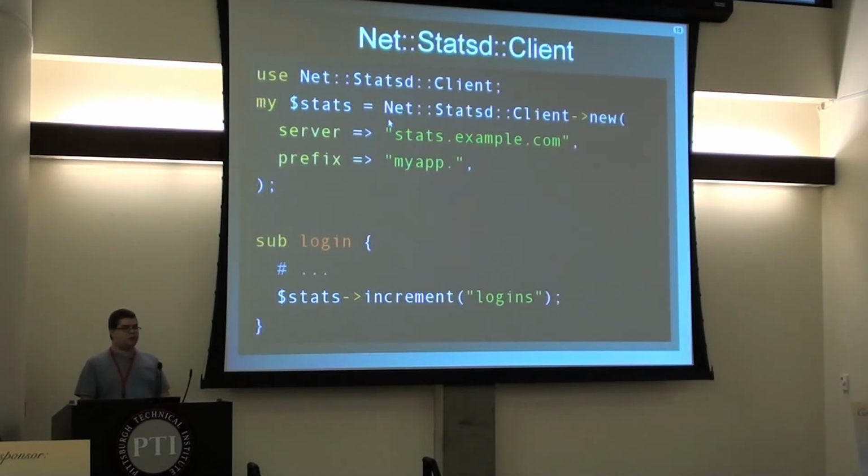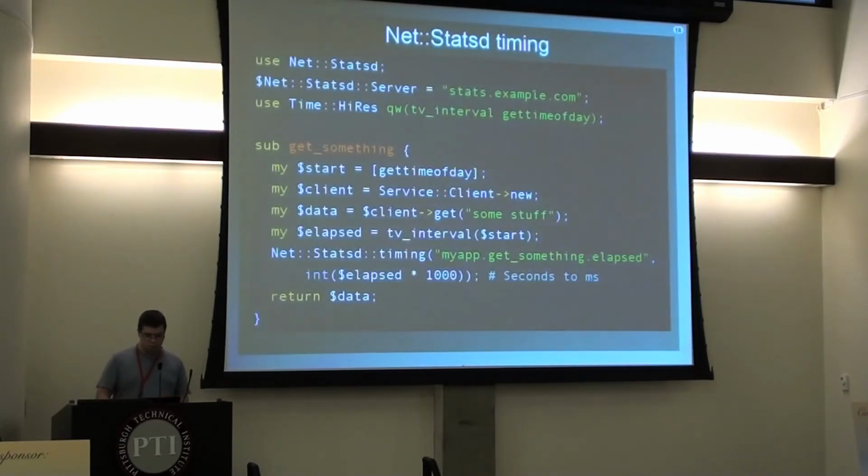It gives you a chance to set a prefix, because if you're being good about namespacing stuff, then all of your stuff that belongs to one app, you probably want to put under one hierarchy in your StatsD. But it's bad to repeat that stuff all the time, right? So put it in your config. If you have a Dancer app or any other kind of app, you can put your config for NetStatsD client into your app config so that it gets wired up and you never have to think about it again. And then now when you get a login, you just want to call increment on your stats object, and all you have to do is tell it logins, because my app dot is assumed, it's in your prefix. This is kind of the reason why I wrote NetStatsD client.